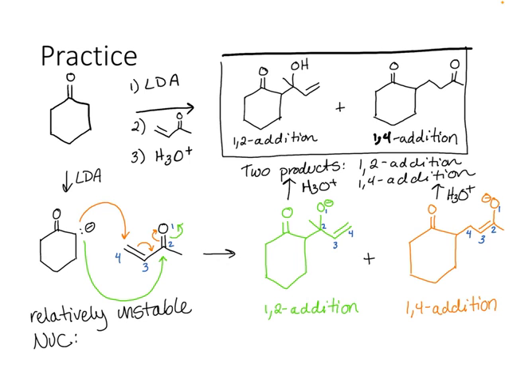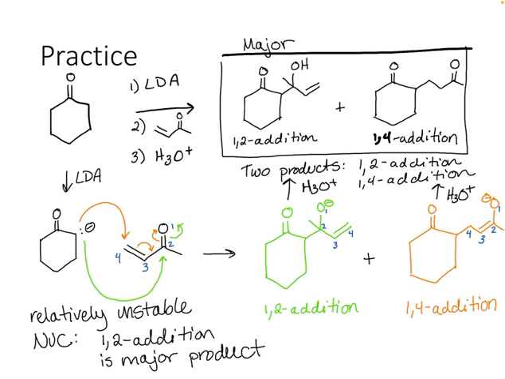nucleophile. So that's probably going to mean that 1,2 addition is the major product. Because remember, unstable nucleophiles are going to attack carbon 2 over carbon 4. So our 1,2 addition product is the major product, and the 1,4 addition is the minor product. So we can't really rely on the stability of the intermediates in this case.